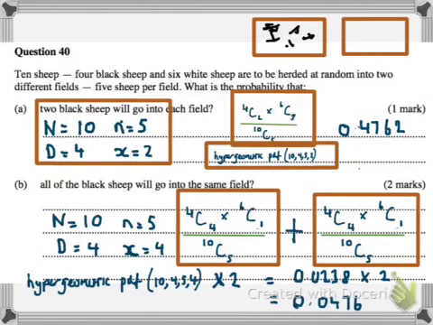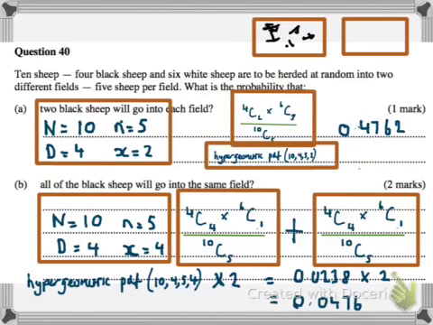Now I didn't have 2 different situations the first one, because if there was 2 in one field, there had to be 2 in the other. Okay, so there was no sort of doubling up. But here, there's 2 scenarios. There could be all 4 in one field or all 4 in the other. So that's why I've got 2 different answers here. Notice my values here are very similar. The x value is now 4. That's the only thing that really changes. But I've got to look at both fields. So that's why I've doubled the answer and get 0.0476.